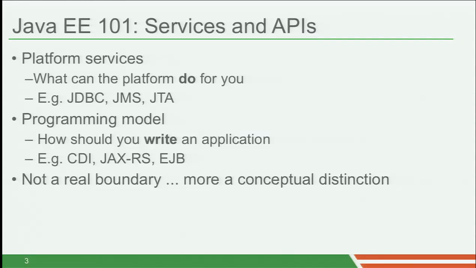On the other hand, you have the programming model, which tells you how you should write an application, right? And this is where you have things like CDI, JAX-RS, EJB. And it's worth mentioning here that this is not always a real boundary. It's more like a conceptual distinction. Take, for example, JPA, which basically describes how to write entities, but also describes what the contract between the container and your deployment unit is in terms of actually getting a persistence unit bootstrapped, right? And one of the things that we are going to focus on more in this discussion from a Java EE perspective is really the services part, right?